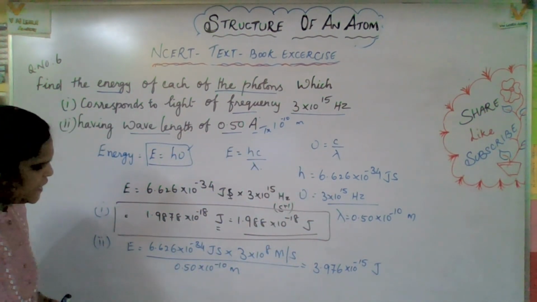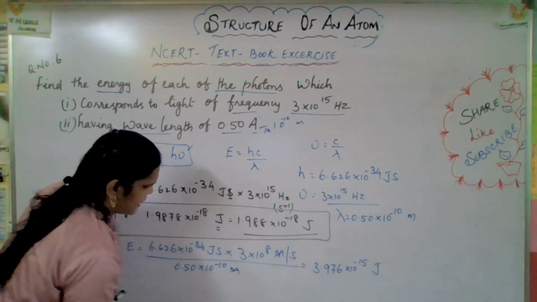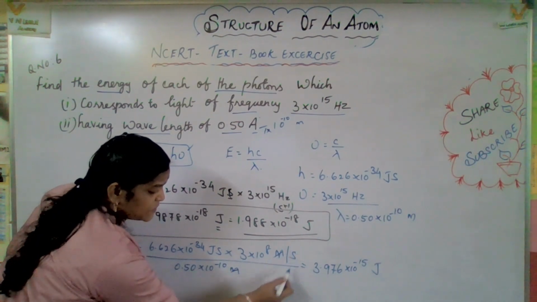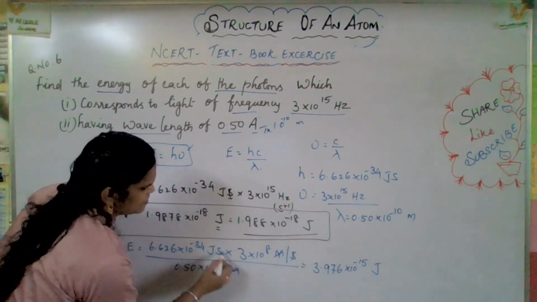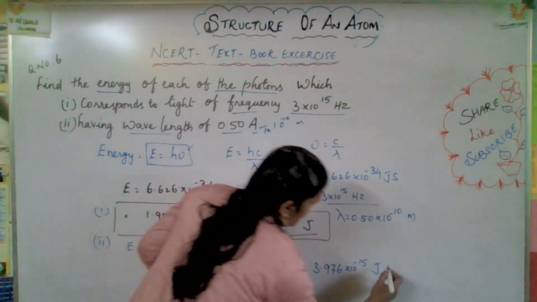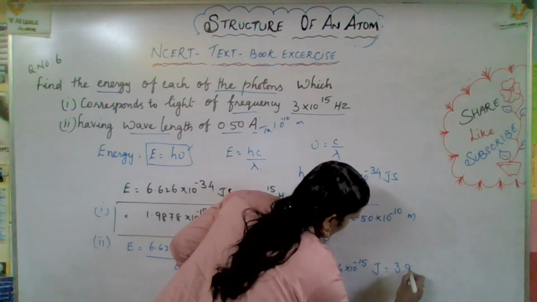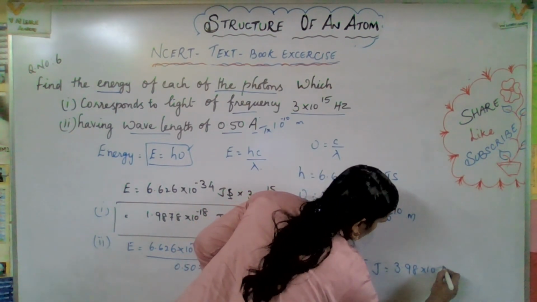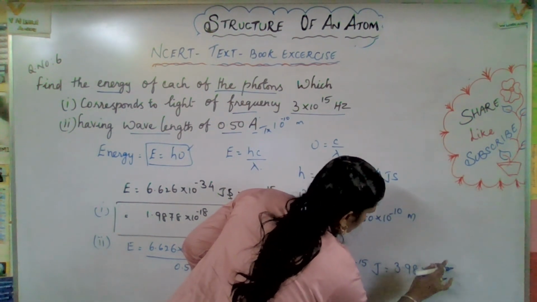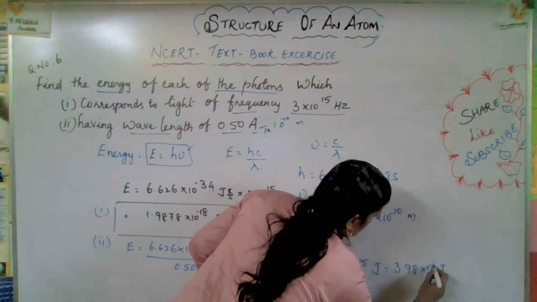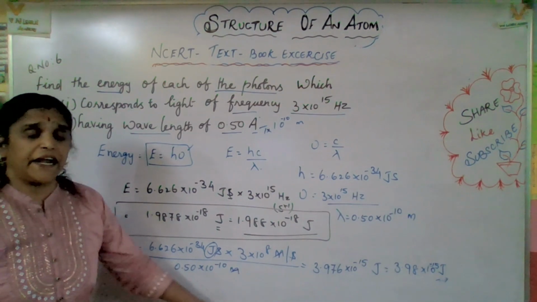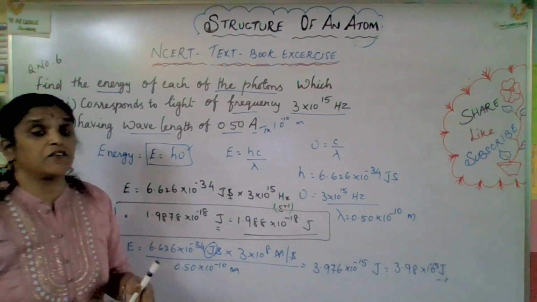Now let us check the units. Meter and meter will be cancelled. Here second, and here meter per second, so that means the second comes down, so this and this also will be cancelled. Now which is remaining? Joule only. So we can write it another way: 3.98 into 10 to the power of minus 15 joule. The unit is very important. This is minus 15. Hope you got a clear idea how to solve such kind of question.